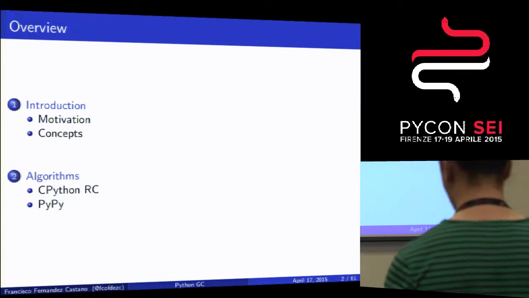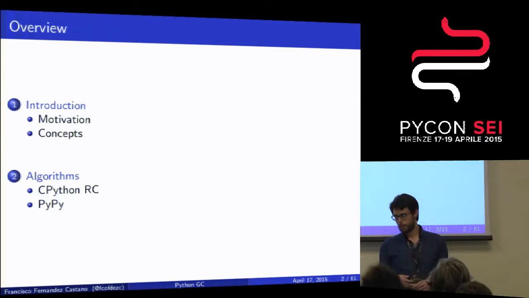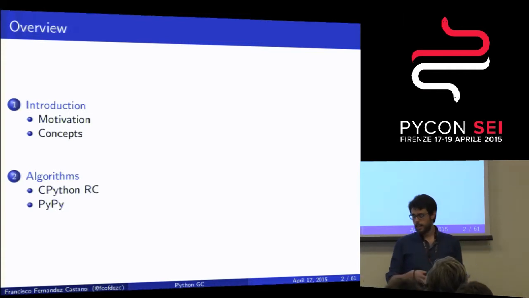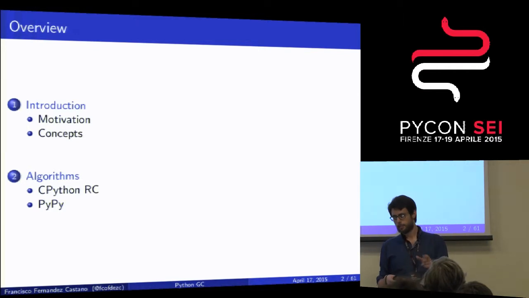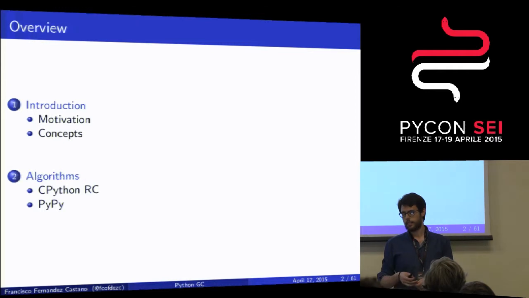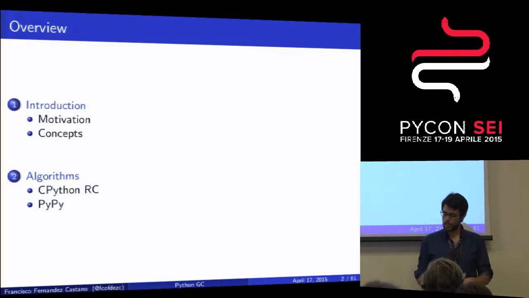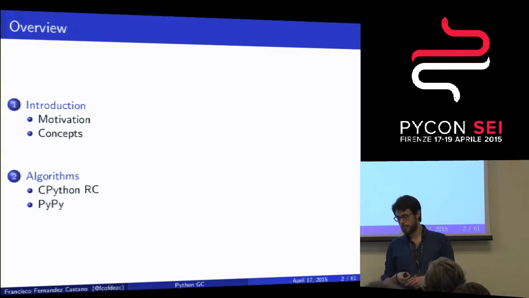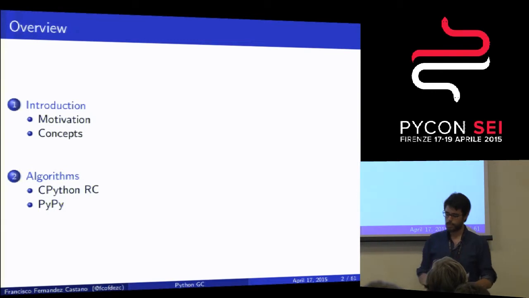So this is the overview of the talk. In the first place, I'll introduce why we need garbage collection, or why it's good to have garbage collection in our language. Then I'll explain a little bit about some academic concepts, because this topic started in academia, as almost everything. And then we will explore the two main implementations of Python: the CPython algorithm and PyPy's.